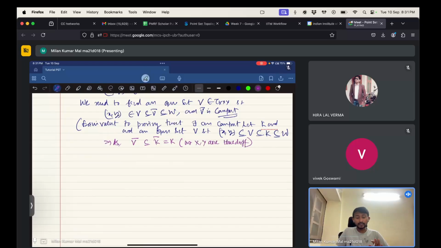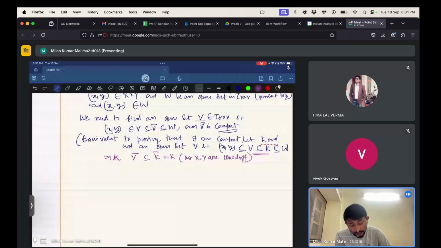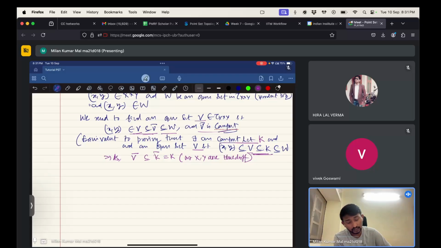The basic fact is that I have to show that there exists an open set V such that x and y sit inside V, which sits inside V closure, which sits inside W, and V closure is compact. That is what I need to prove. But I am saying that proving this is equivalent to proving that there exists a compact set K and an open set V such that (x, y) belongs to V, which sits inside K, which sits inside W. Why is this true?